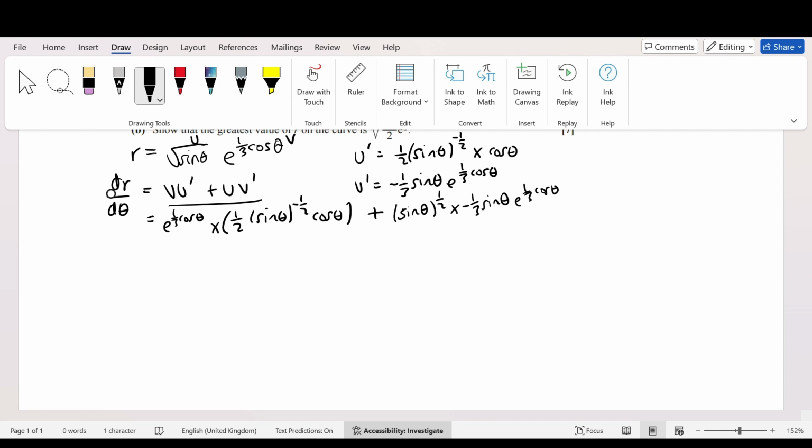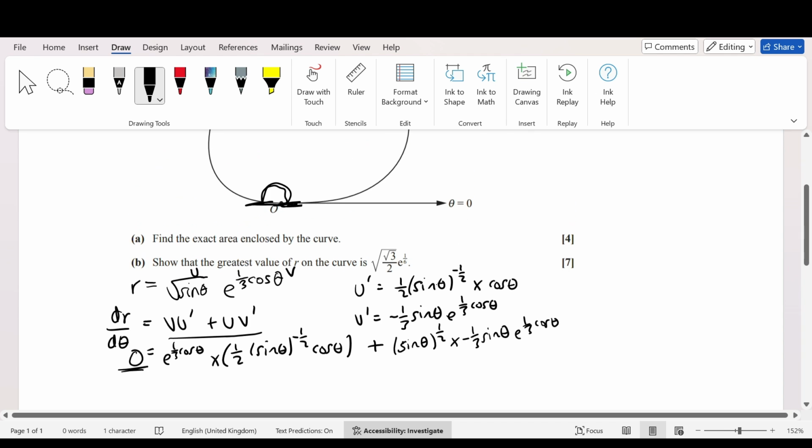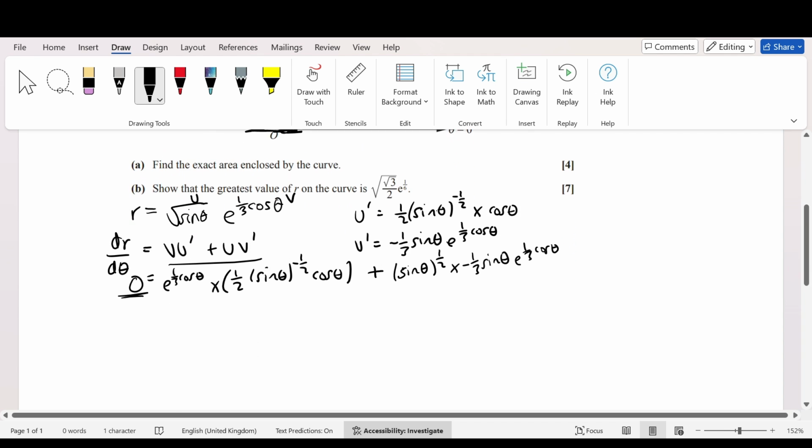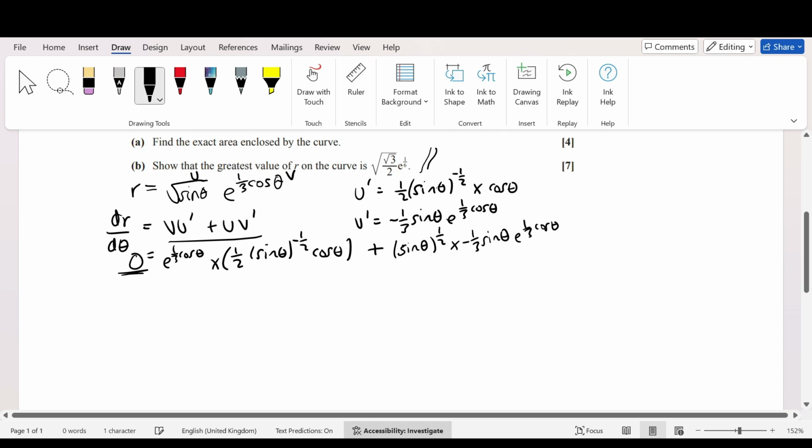So now all we have to do is make this equal to 0, as I've done here, because we're trying to maximize it, and we have to in some way solve it to find a value of theta, then we can plug that into the original formula and get this answer here.